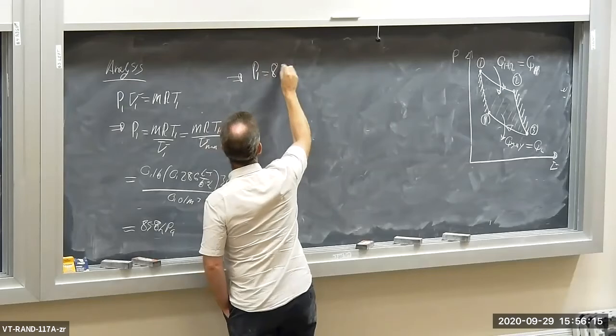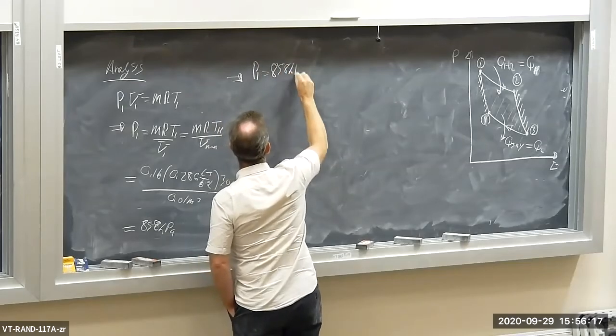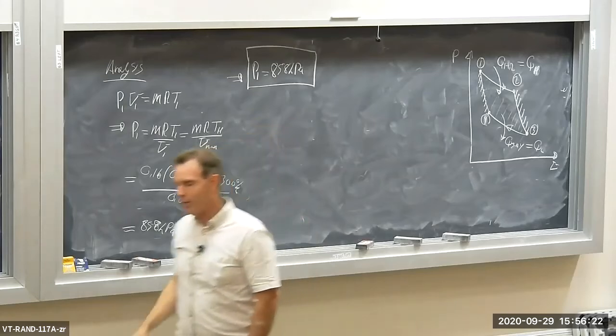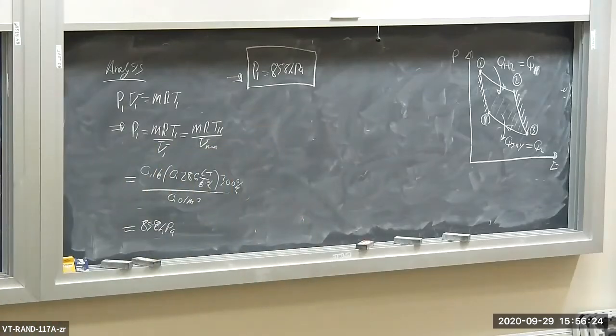P1 equals 858 kPa. Okay, let's put a box around that. So that's the pressure. It's actually the maximum pressure in the cycle. We saw that from the PV diagram. So P1 is the maximum pressure, 858 kilopascals. Okay?